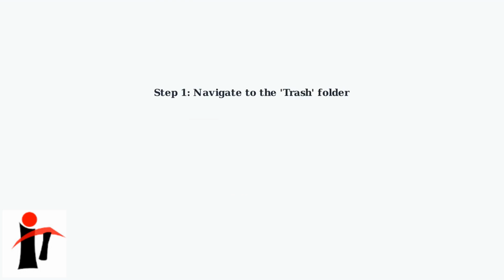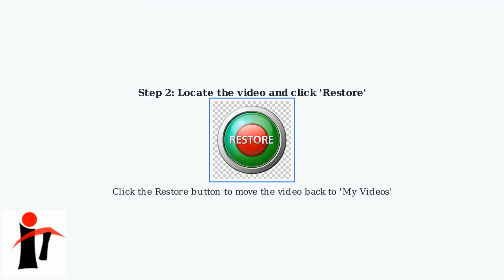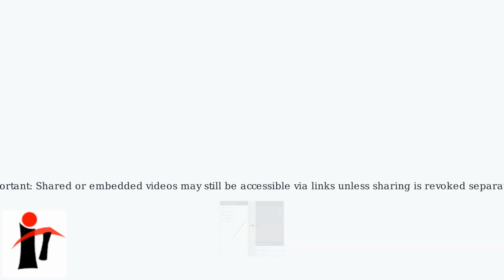Accidentally deleted a video? No problem. As long as the video is still within the trash retention period of 30 or 60 days, you can restore it. Simply navigate to the trash folder, locate the video, and click the Restore button. The video will be instantly moved back to your My Videos dashboard. However, note that shared or embedded videos might still be accessible via their links unless sharing is revoked separately.